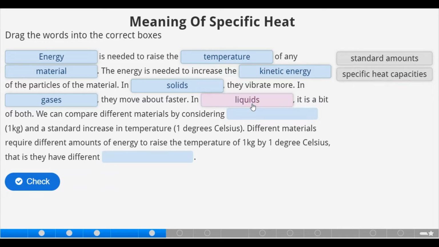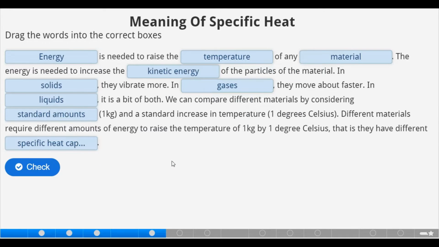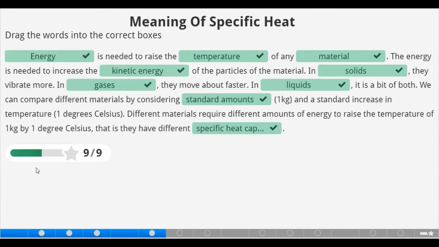We can compare different materials by considering standard amounts. Let's say 1 kilogram and a standard increase in temperature, 1 degree Celsius. Different materials require different amounts of energy to raise the temperature of 1 kilogram by 1 degree Celsius. That is, they have different specific heat capacities. So we check. That is all correct.